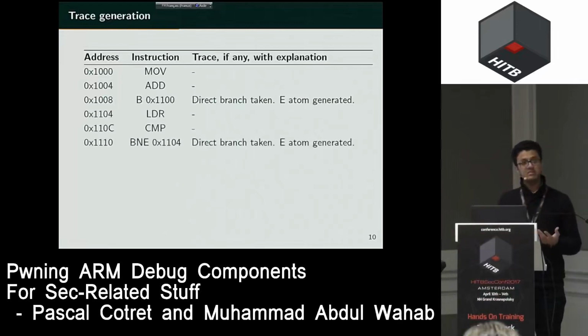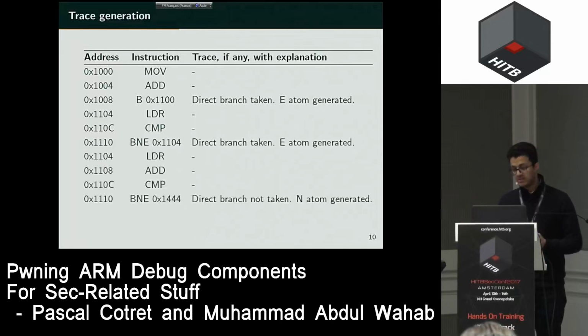Similarly, if we have a conditional branch execution, we can obtain the information as well. So if the branch is taken, we will get an E item. If the branch is not taken, we will get another type of packet to show it in the trace.